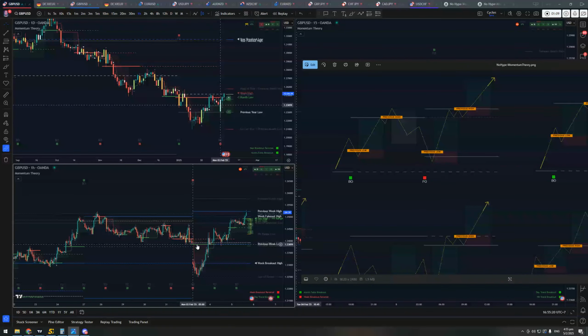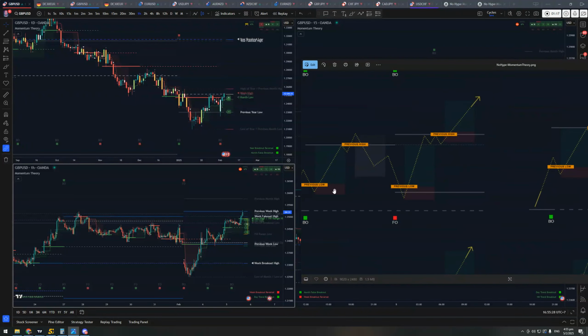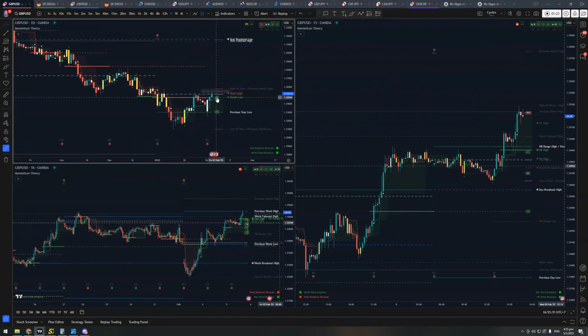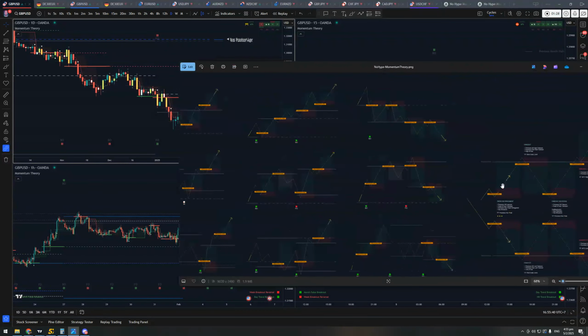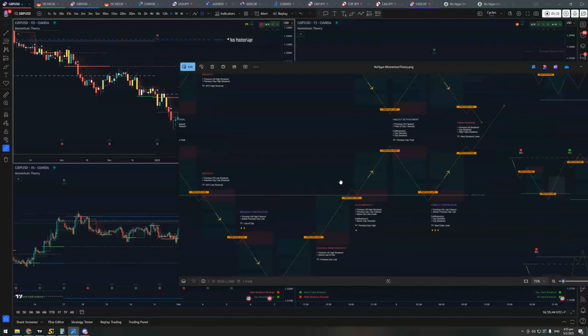Price came down, broke out below the previous week, faked out the week low, faked out the day low, and got up to that fake out level. Next thing I want to see is consolidation between that fake out level and the previous week high, and then I want to see a breakout above it. And since we're flipping that monthly breakout level, this is a false breakout on the monthly. This one right here, the month broke out and then flipped that breakout level.